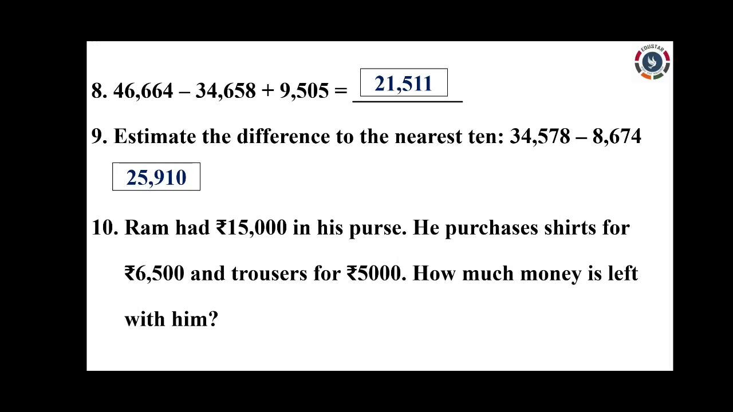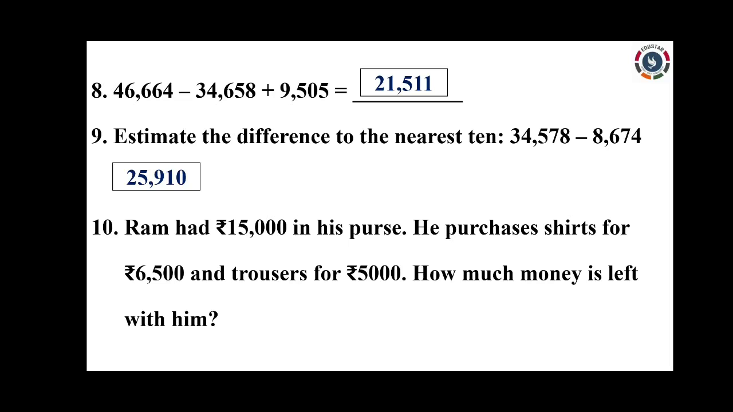The last question. Ram had rupee 15,000 in his purse. He purchases shirts for rupee 6,500 and trousers for rupee 5,000. How much money is left with him? Here the keyword left is there. So the operation is subtraction. So from rupee 15,000 we have to subtract rupee 6,500 and rupee 5,000.